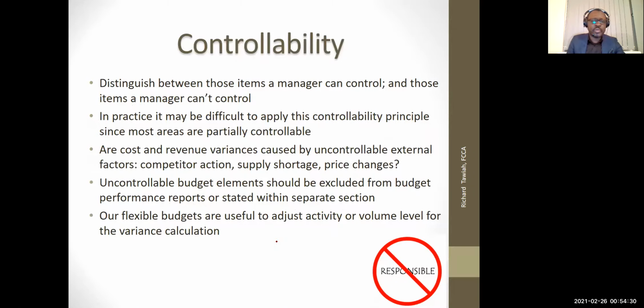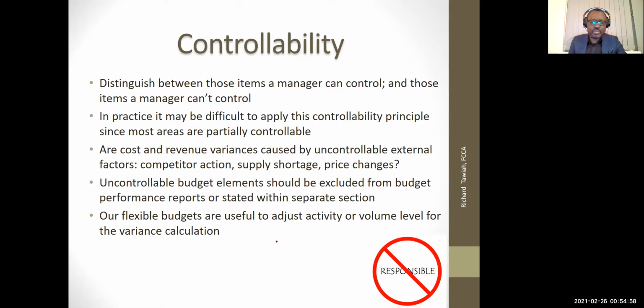So control, we need to always distinguish between items the manager can control and those that they cannot control. In practice, it's sometimes difficult to apply this controllability principle since some areas could be partially controlled, others we cannot control. So cost and revenue variances, which are caused by uncontrollable external factors, what can we do? We can't control it, okay? So we don't hold this guy responsible for something he cannot control.